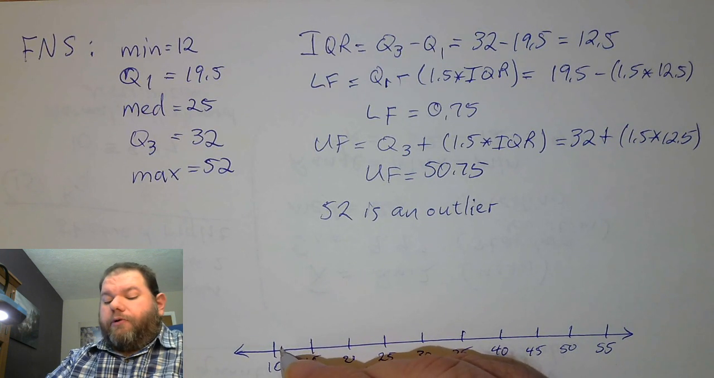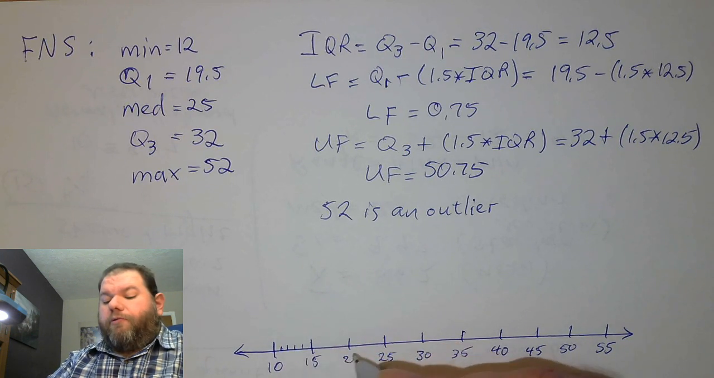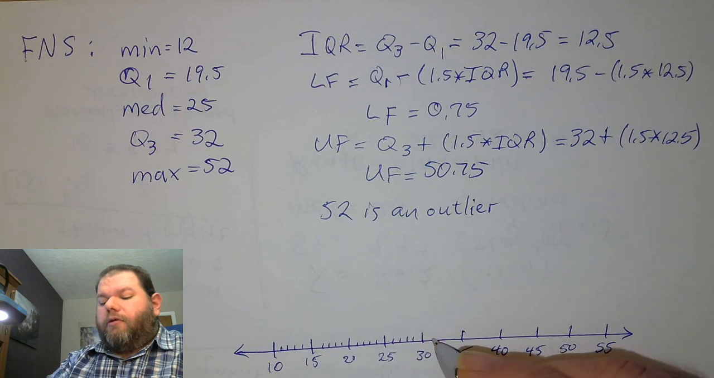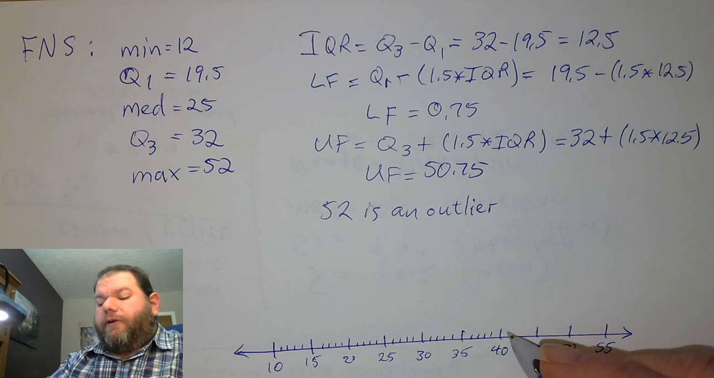I'll go ahead and mark off 4 points between each of these numbers. Try to equally space them as close as I can. It does make it a little bit of a challenge to plot the 0.5 values, for instance.